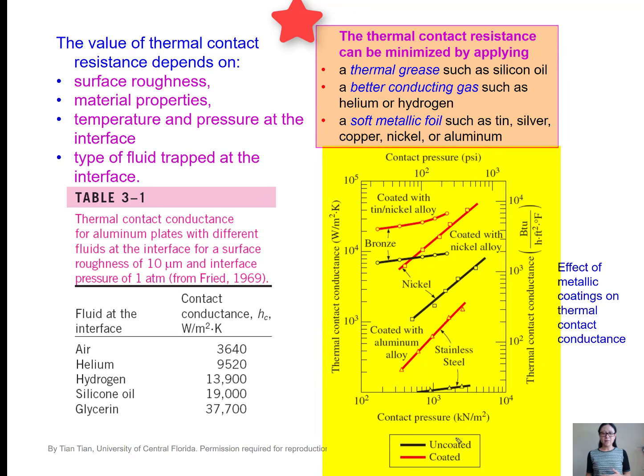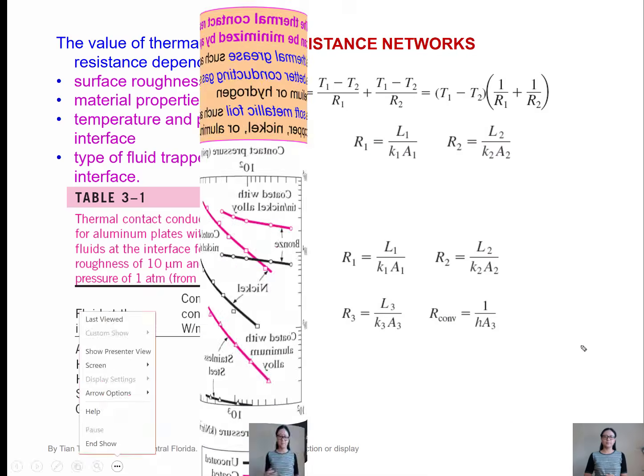This figure shows the effect of metallic coatings on thermal contact conductance. We can see thermal contact conductance increases with coatings. This figure also shows the contact conductance increases with increased pressure. So we could also reduce thermal contact resistance by increasing pressure between the two layers to enhance the contact.